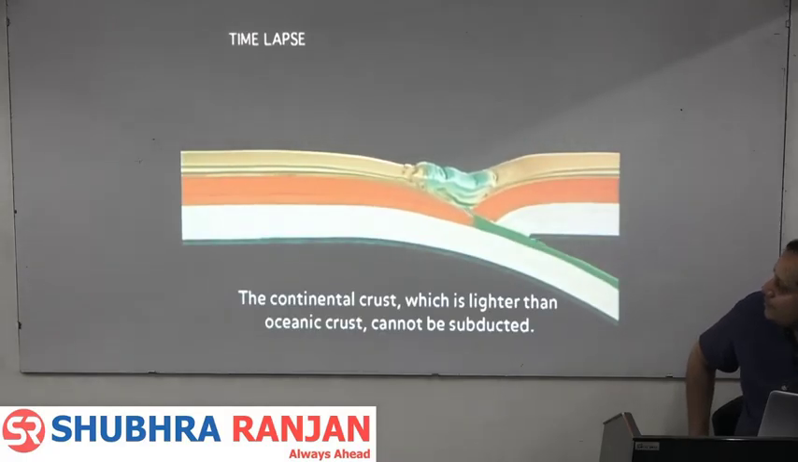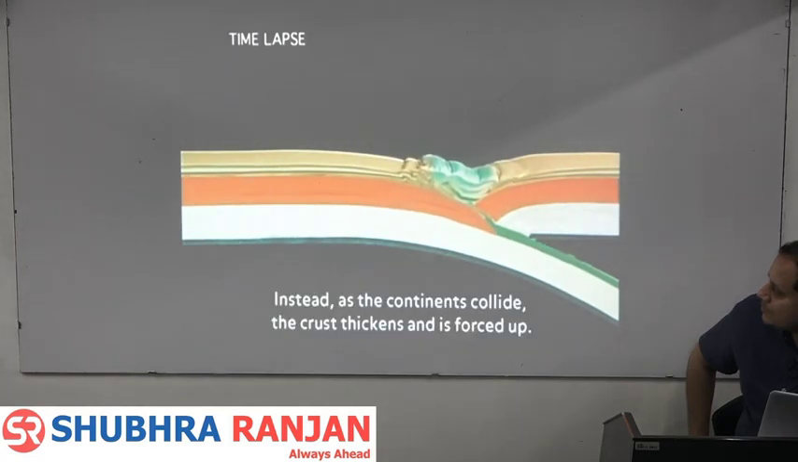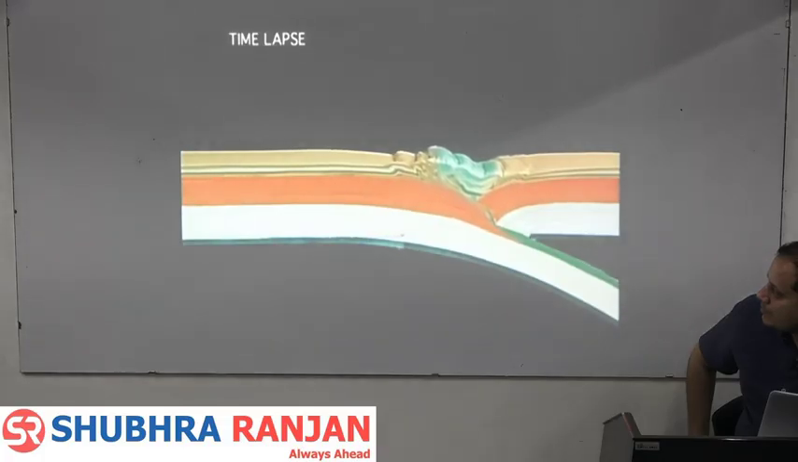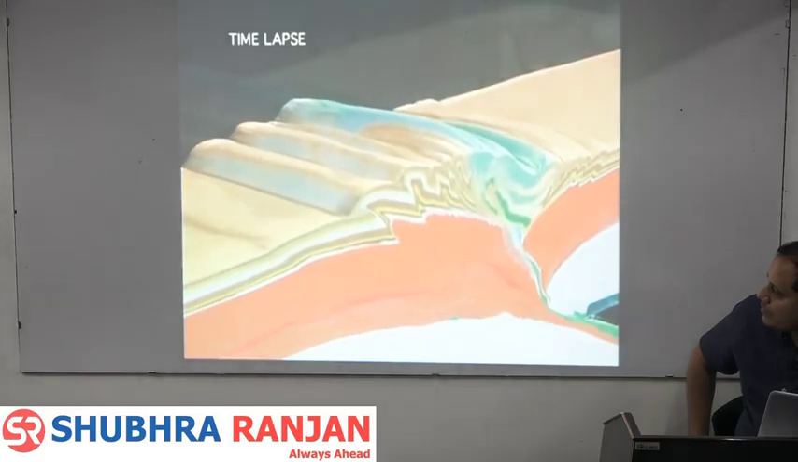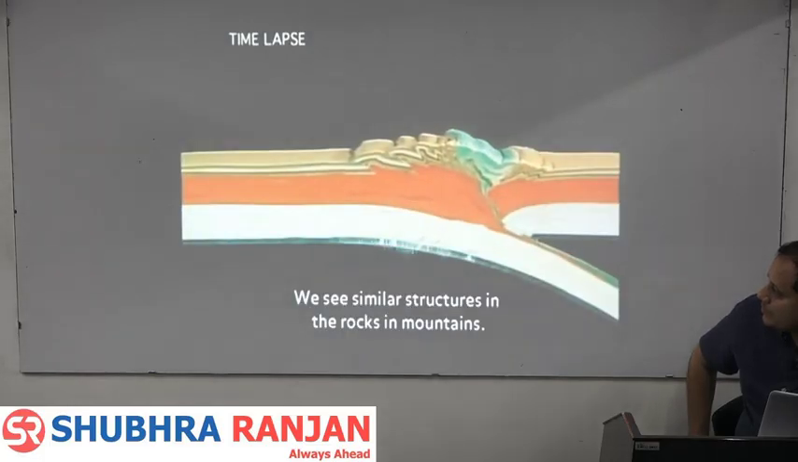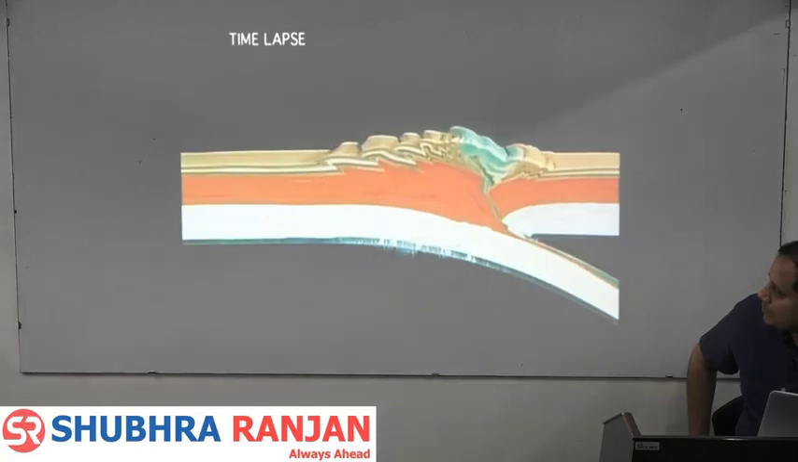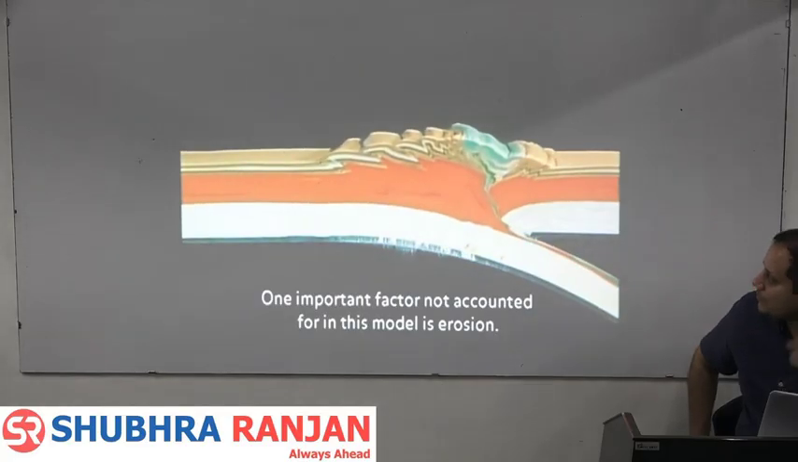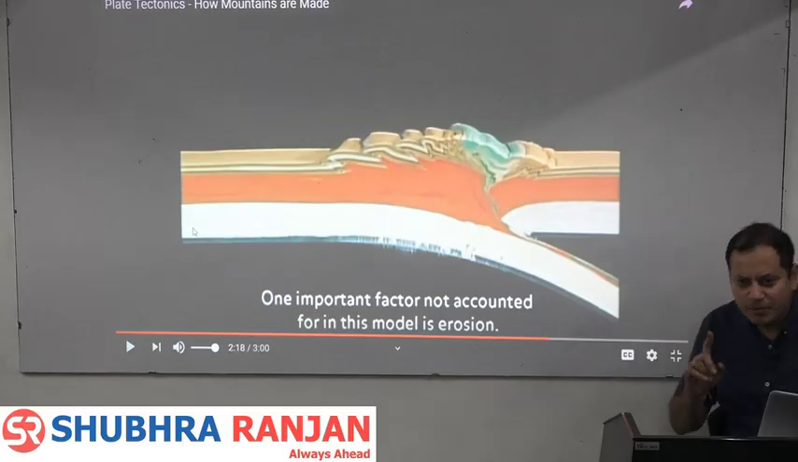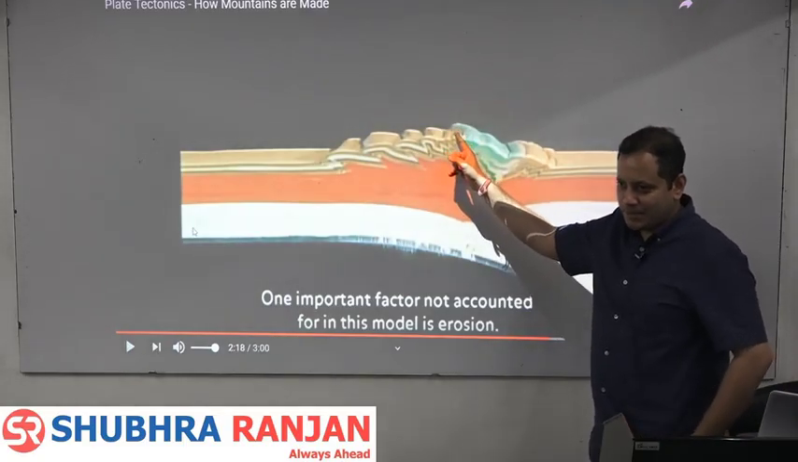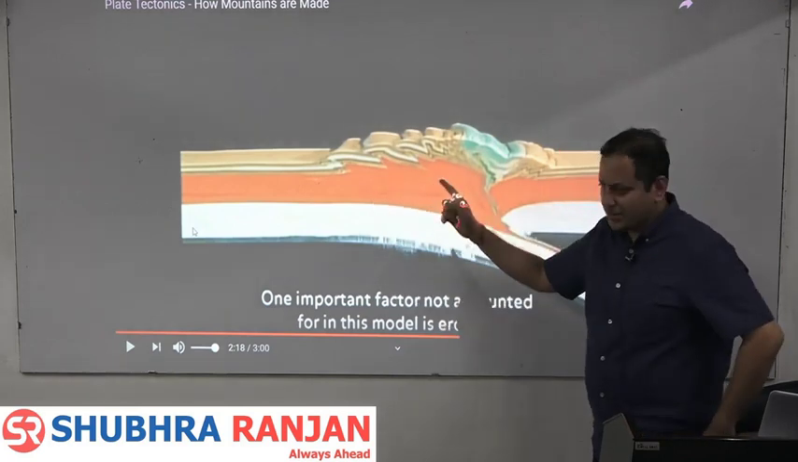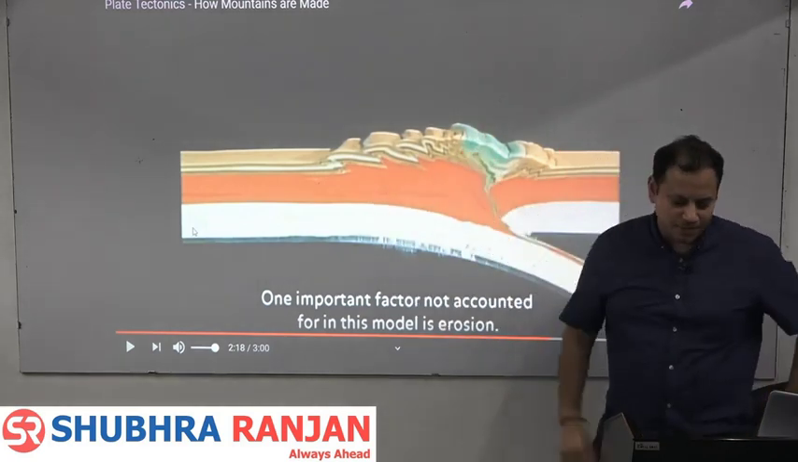The continental crust, which is lighter than oceanic crust, cannot be subducted. Instead, as the continents collide, the crust thickens and is forced up. Note how the sand is folded and folded. We see similar structures in the rocks in mountains. The only problem of the model is that he said this region would remain flat. What I explained to you yesterday, because the pressure is more here, but that is not the case. You can see even this region is folded.